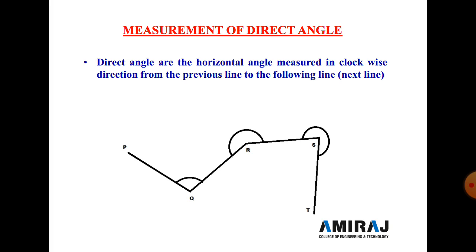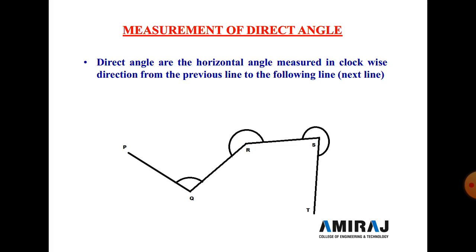Clear? Now the position is that the upper clamp and lower clamp both are fixed, meaning your instrument is fixed and no rotation is done at that time. Clear? Then loosen the upper clamp and rotate the telescope in a clockwise direction and bisect the R point ranging rod.